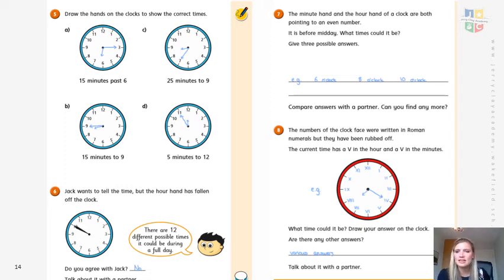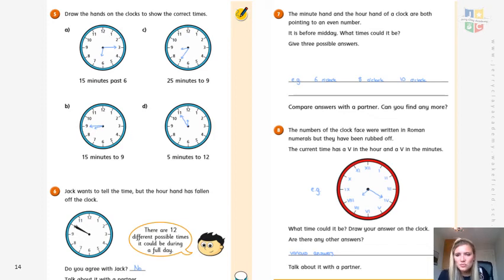For number 7, the minute hand and the hour hand of a clock are both pointing to an even number. It is before midday. What times could it be? Give 3 possible answers. Remember, an even number means the numbers 2, 4, 6, 8 or ending in a 0. As long as your minute hand and your hour hand are both pointing to one of those numbers and it is before midday, which is the middle of the day, so before 12, that's absolutely brilliant.